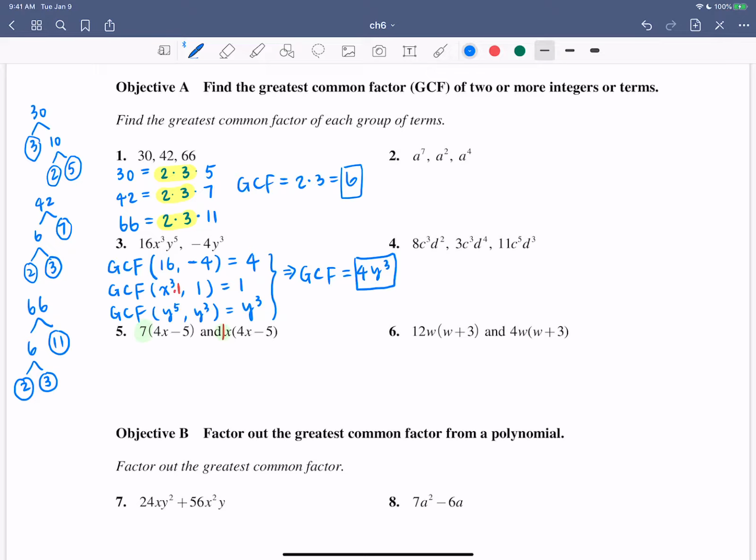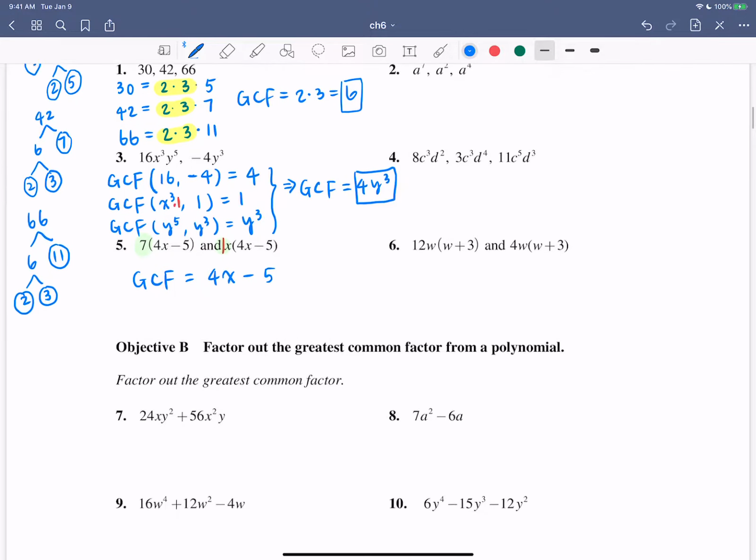Moving on to the variable part. The first expression, you have 4x minus 1. The second expression, you have x times 4x minus 1. Apparently, both of them have 4x minus 5. Therefore, that is your GCF. So it's going to be 4x minus 5. That's your GCF. So most of the time, we simply just write down the GCF without writing down all those individual parts. That's 1, 3, and 5.